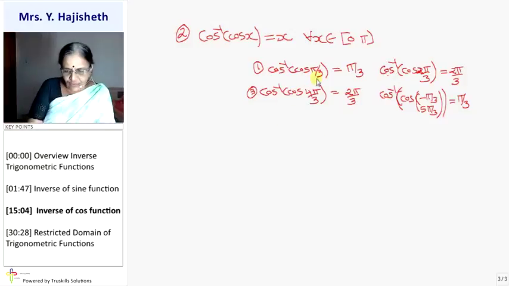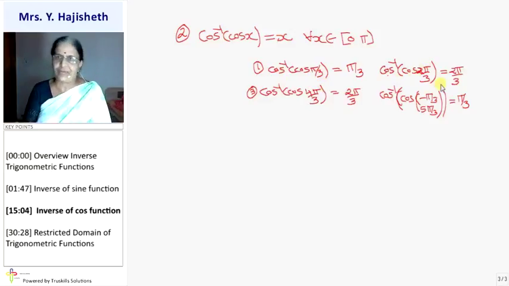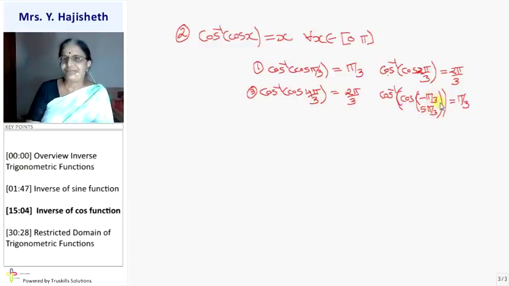Same way, suppose for pi by 6. Cos inverse cos pi by 6 is pi by 6. Cos inverse cos 5 pi by 6 is 5 pi by 6. First and second mein answer aayega. Suppose it is 7 pi by 6, then it is 5 pi by 6. And suppose 11 pi by 6 or minus pi by 6, then answer is pi by 6. Clear? Same way you can take pi by 4, 3 pi by 4, 5 pi by 4 and 7 pi by 4 or minus pi by 4.